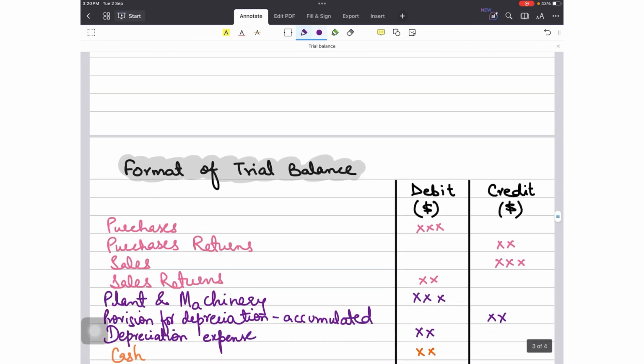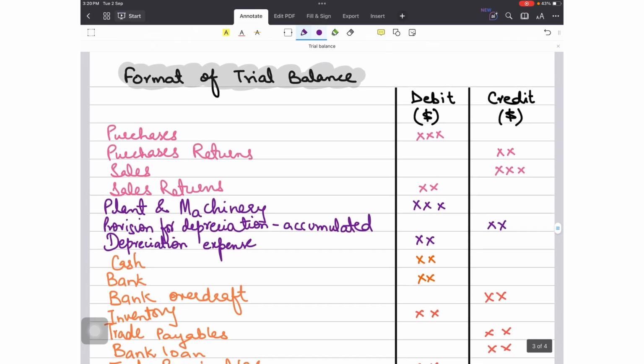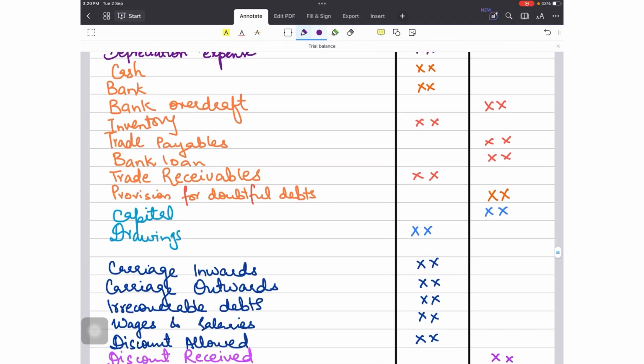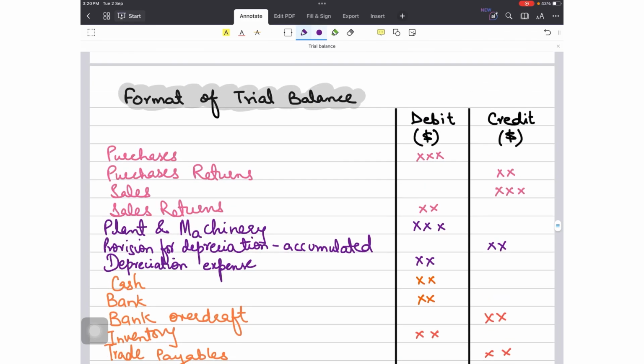Now, how is a trial balance prepared? We have two columns, a debit column and a credit column, and I tried to add as many accounts as I could remember for the format of a trial balance, showing what comes on the debit side and what comes on the credit side. So if you just know the nature of any account, you can easily prepare a trial balance.